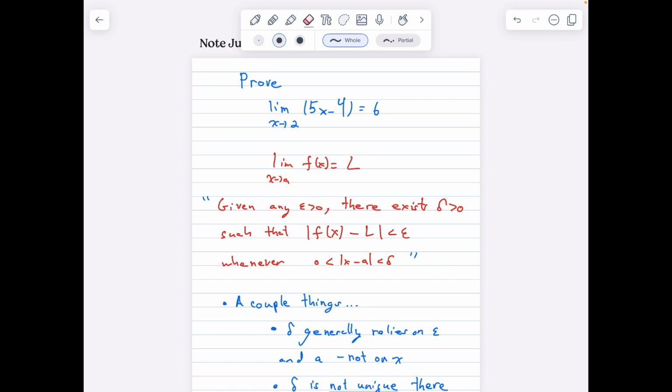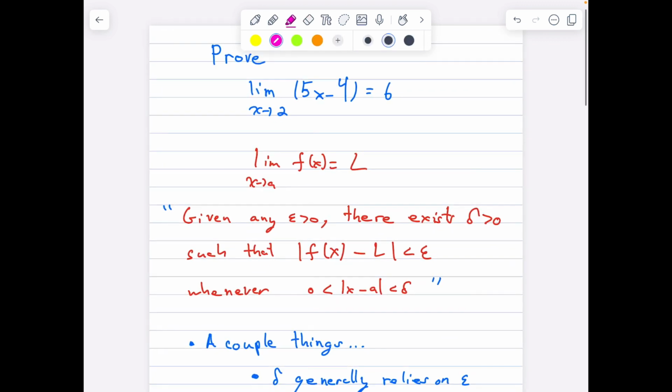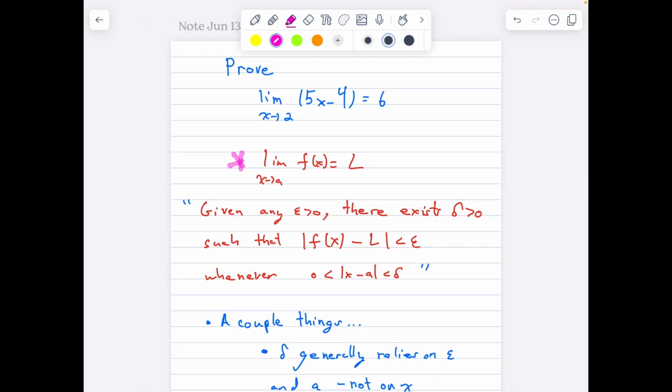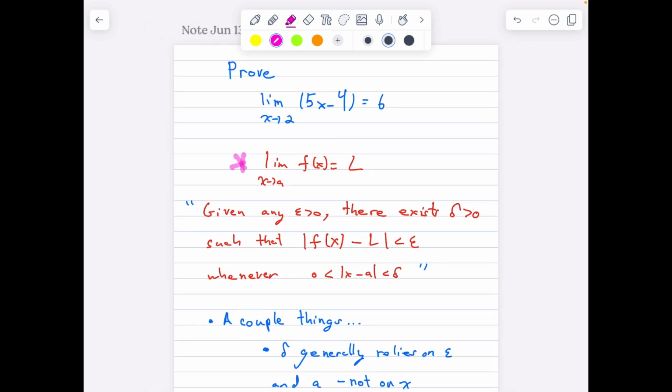Now, when we say the limit as x approaches a of a function equals L, the statement right here, there's actually a definition to that. And the definition is as follows: given any epsilon greater than 0, there exists a delta greater than 0 such that the absolute value of f of x minus L is less than epsilon whenever 0 is less than the absolute value of x minus a, which is less than delta. So yeah, a lot going on there.